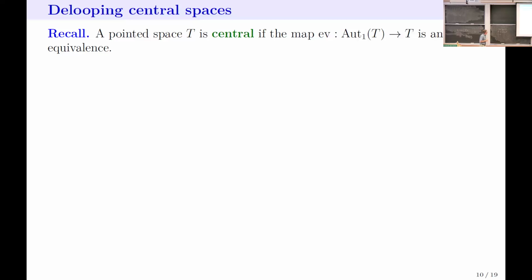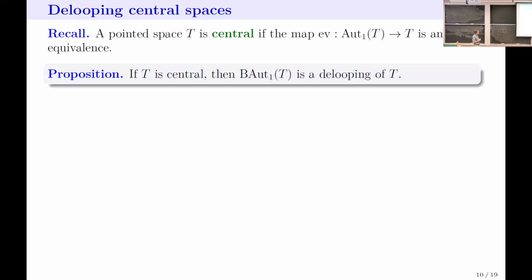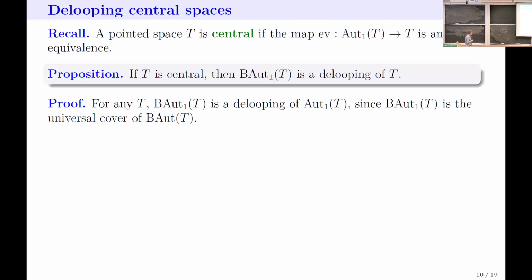Okay, so that's the definition. First proposition is that every central space has a d-looping. And this B01 that I defined, this is where we tie back into the universes, that turns out to be a d-looping of T when T is central. And this is pretty easy to see. So this B01, again, I named it as one thing. It's not B of something, but it turns out that it is a d-looping of OT1. So the name is appropriate.